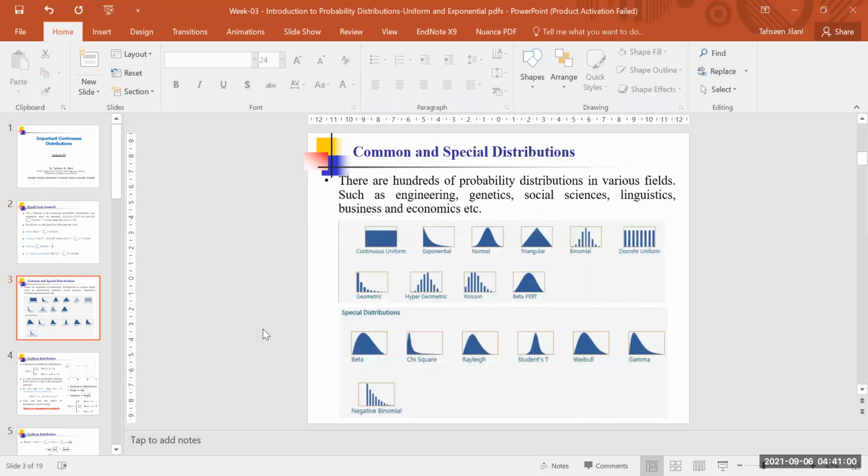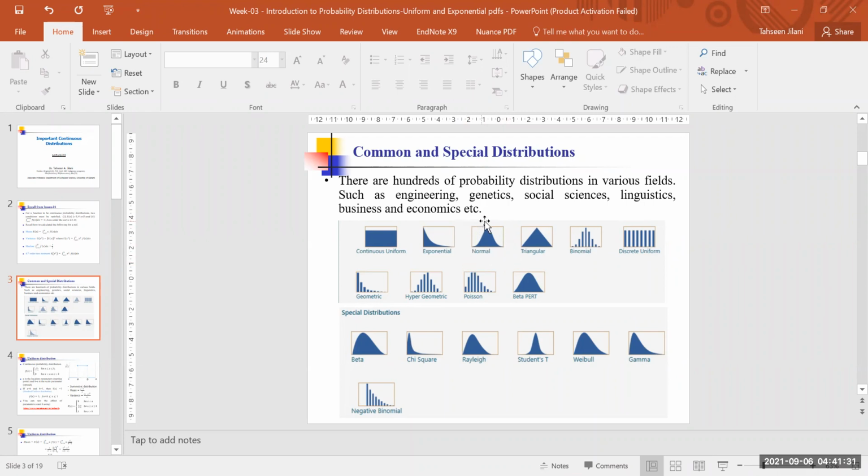Now today, this slide is showing some of the common distributions. For example, continuous uniform is a common distribution. Exponential distribution is very useful and very common in real life. Normal distribution is like the spine of statistical analysis. If your data is not normal, you have to play with the data and make it normal, or otherwise use some other statistical methods.